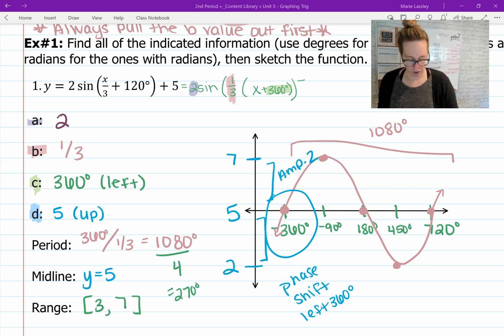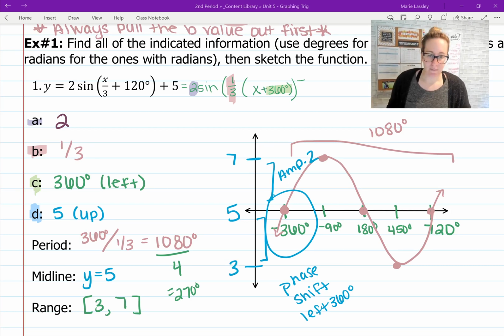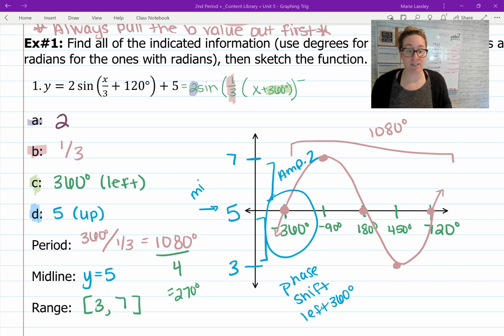Amplitude of 2, oh, which means this should be 3. Oh my goodness, why did I put 2? I didn't subtract right. This should be 3. If you caught that before me, then good job. And then the 5, so this is my midline, that's my D value. So those are all of our transformations.